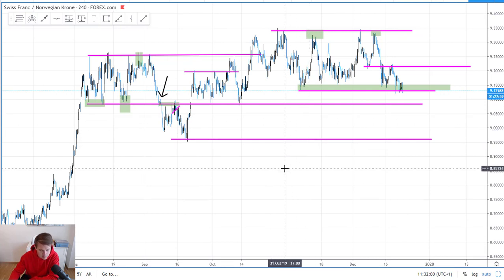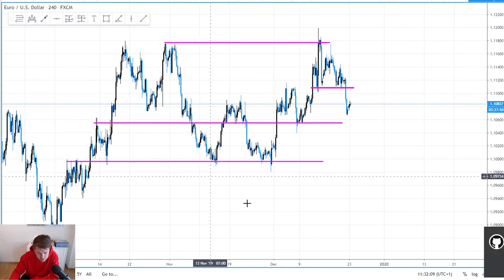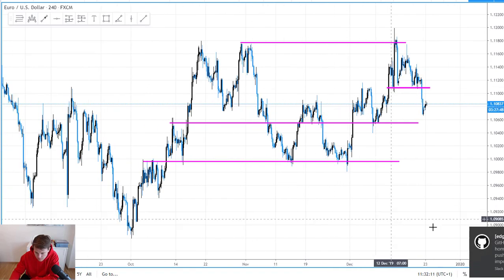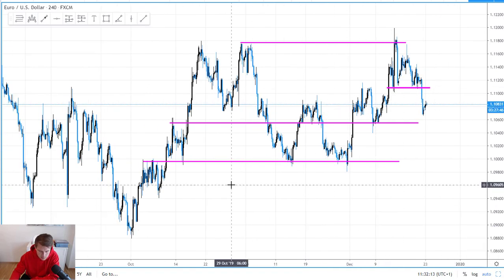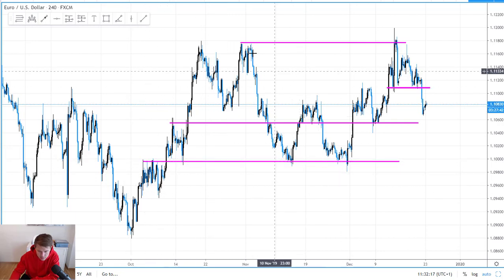Let's take a look at maybe two more. I have written down something for you. Maybe let's take a look at the Euro US dollar, a current setup, which is also quite interesting. You can see I have mapped out the most important levels right now.